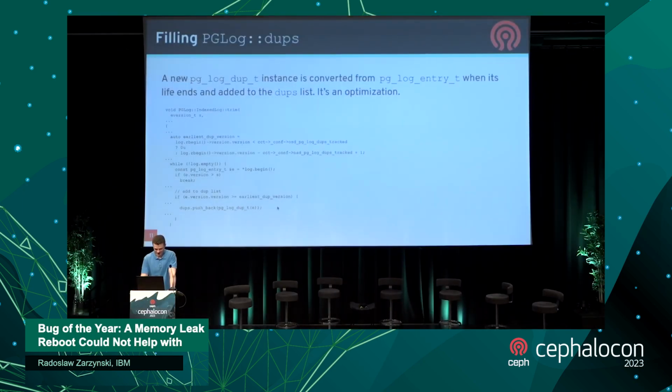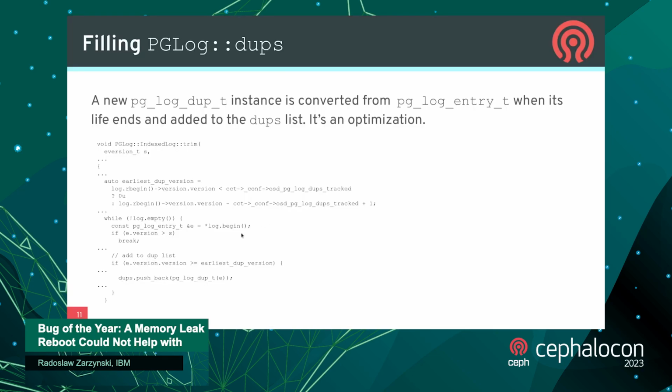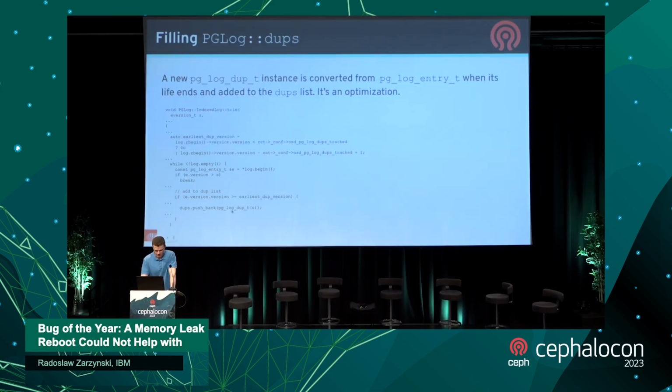But of course, we are adding the converted entries, and that's exactly the place where the conversion from log entry to dup entry happens. We are adding them to the list. And here it works basically as a queue. So there is the generator, and of course, there must be a trimmer.